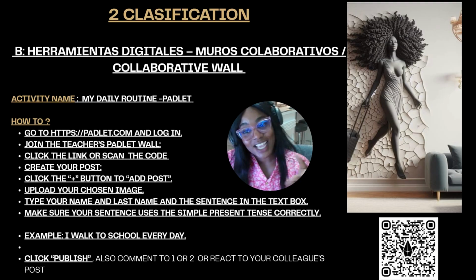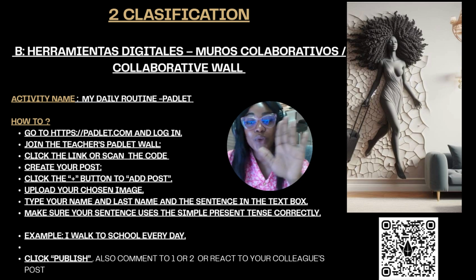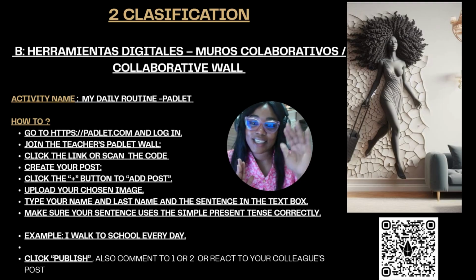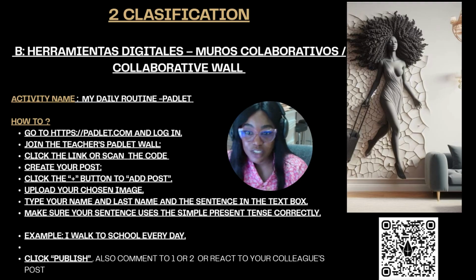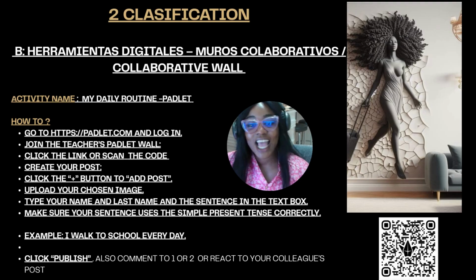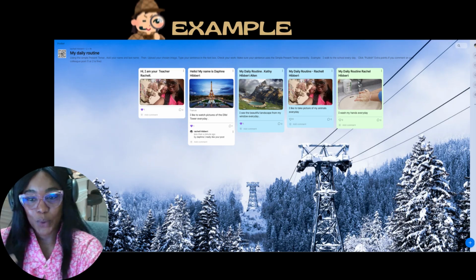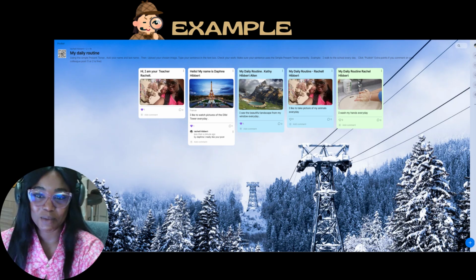Students can go to the link that is also on this panel, or they can scan the QR code with their mobile device. Now, they join the wall, they click scan the code, they add the post, they add the image using the same information that we're handling, which is the simple present tense. And as bonus points, they get points for reacting and also adding some reactions to the posts of other colleagues. All right. So this is how it should look like, or the example.